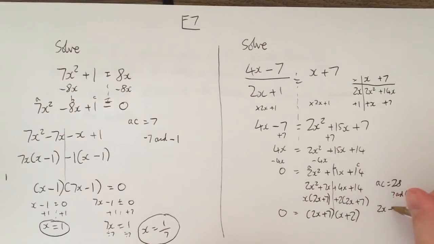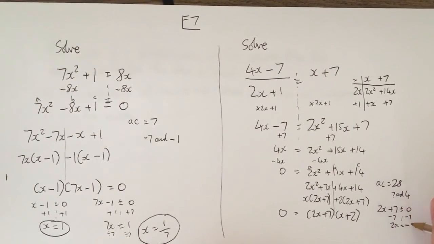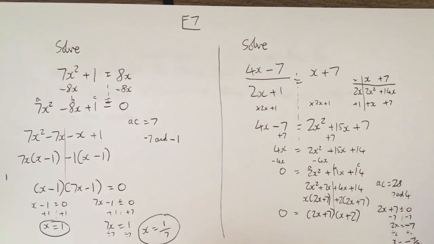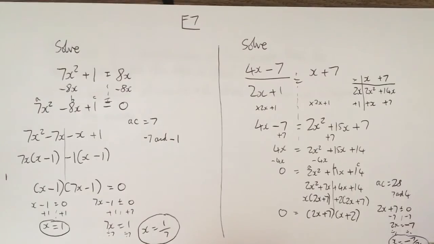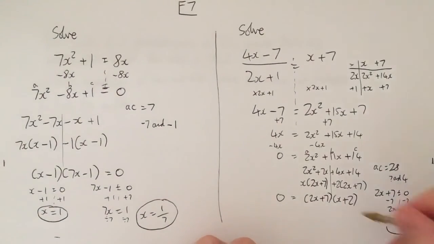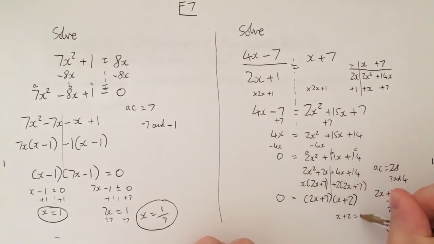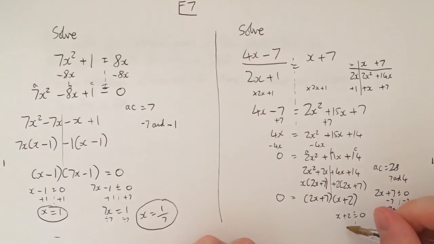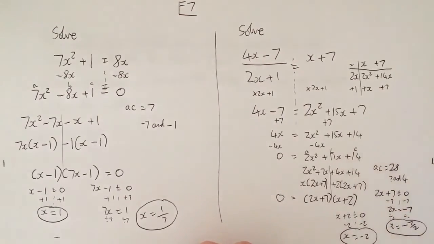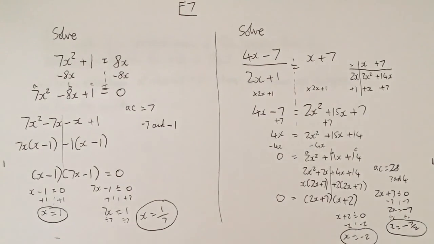So 2x plus 7 equals 0. Minus 7, 2x equals negative 7. Divide by 2, divide by 2. x would be negative 7 over 2. Just missed that on the page, but hopefully if I push it up a tiny bit you can see it. And then x plus 2 equals 0 would be minus 2, x equals negative 2. So there'd be my two answers. Hopefully you can look through this video and it'll make a bit of sense.